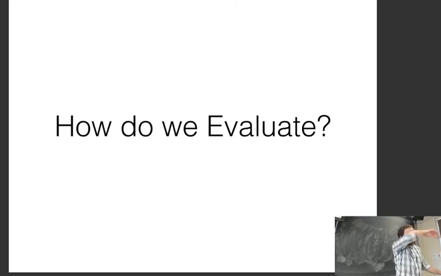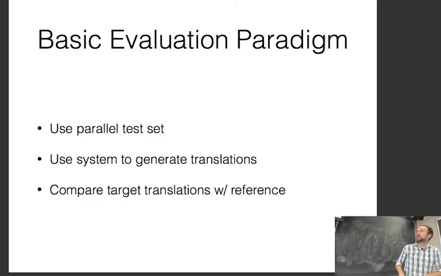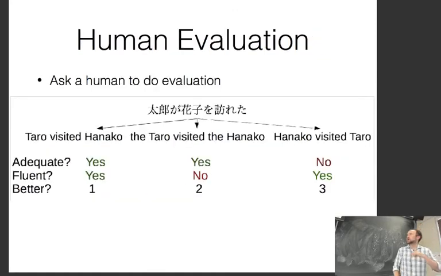So how do we evaluate? I think a lot of people may have heard of it, but I should go over it briefly. Basically, if we want to evaluate when we're generating something, we generally use a parallel test set, and then given this parallel test set, we use a system to generate translations or outputs at least, and compare these with a reference. The gold standard for doing this in most generation tasks is human evaluation.